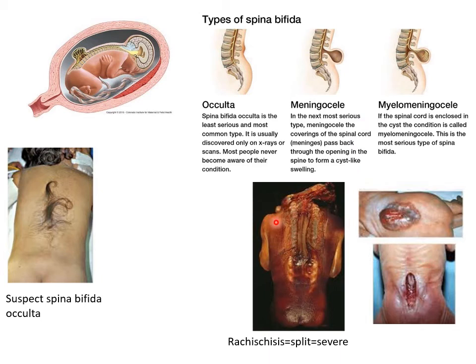So here are some examples where you see wider defects like that, meaning multiple vertebral defects, and the whole neural plate is exposed either completely or partially. That is known as rachischisis. Rachischisis means split, like a split spine, where the whole neural plate is exposed.